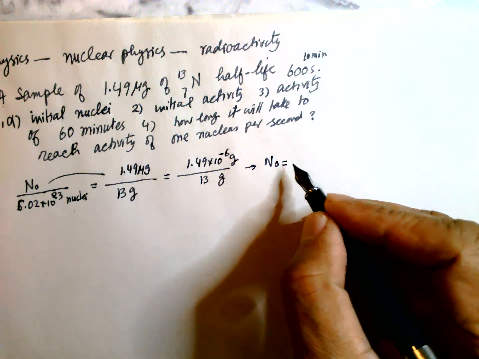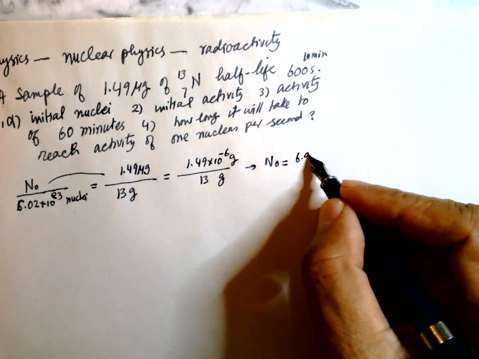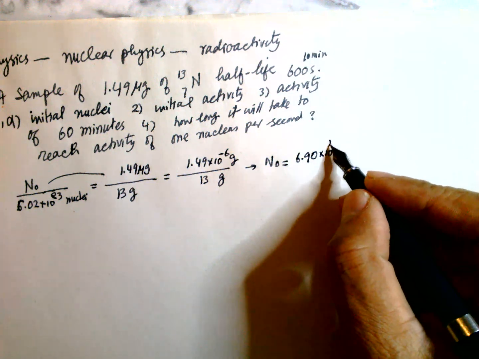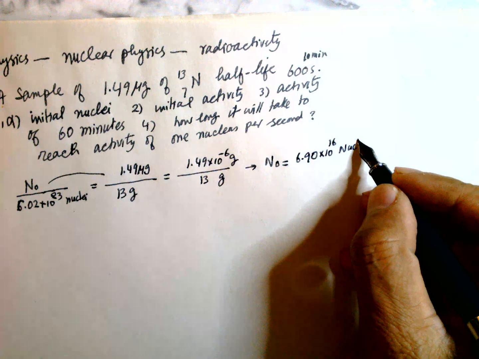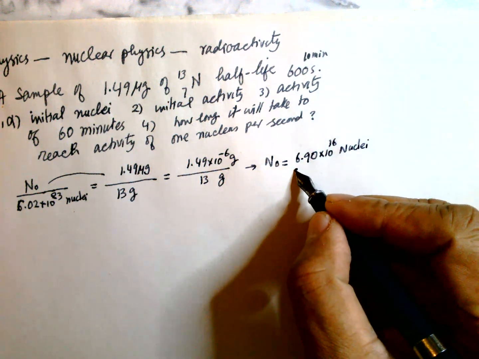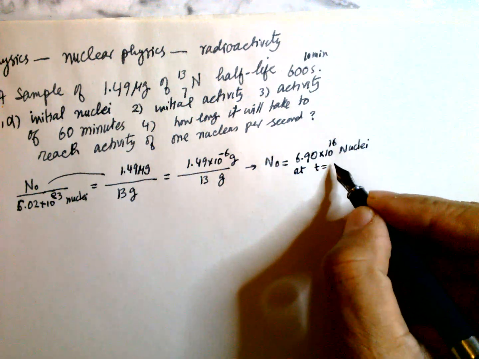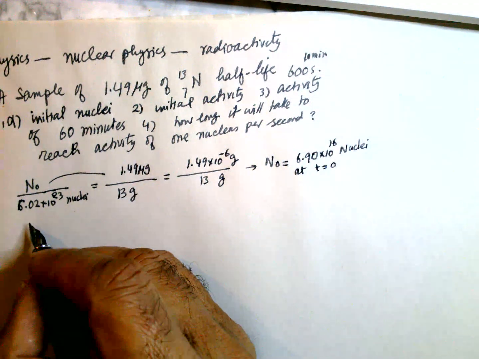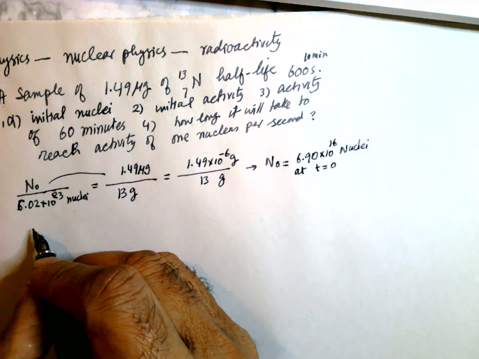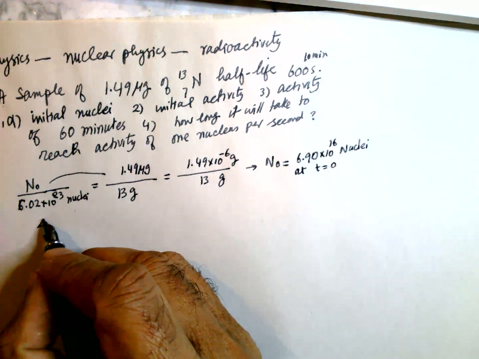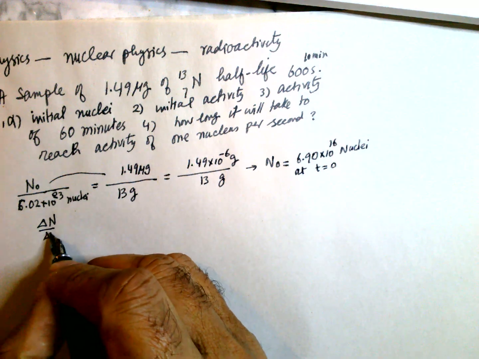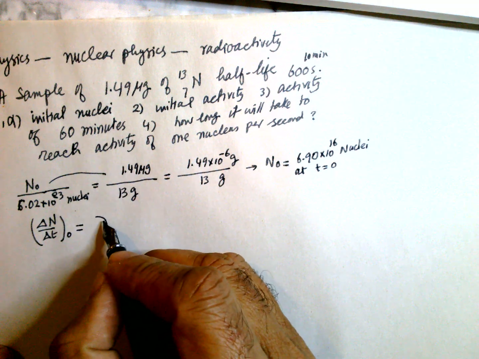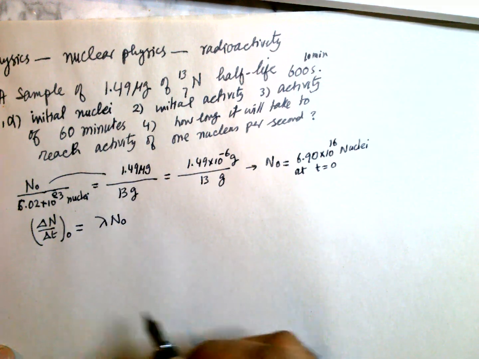N0 is equal to 6.90 into 10 to the power 16 nuclei at t equals 0. Number 2, initial activity. For this initial activity, we have this formula, delta N over delta t. This is the activity at t equals 0, and that is proportional to the initial nuclei.